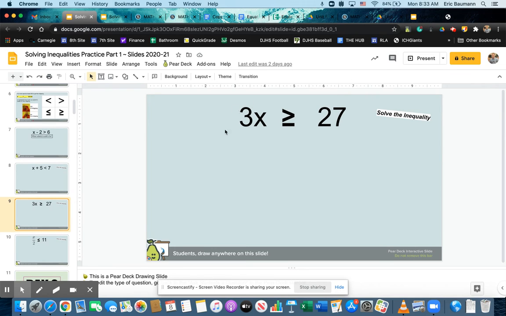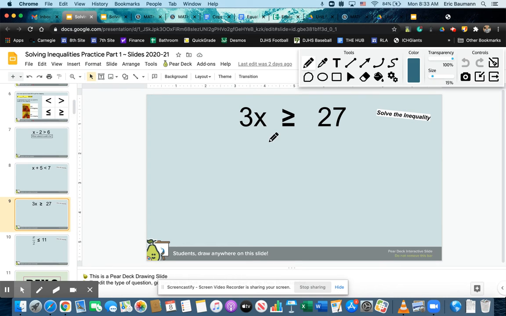Okay, here we go. We got another inequality algebraically solved. So we're going to go in and get my ink up here. Divide both sides by 3. Let's try that one more time. If I divide both sides by 3, x is greater than or equal to 9.